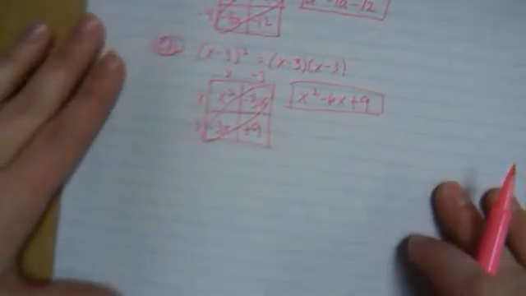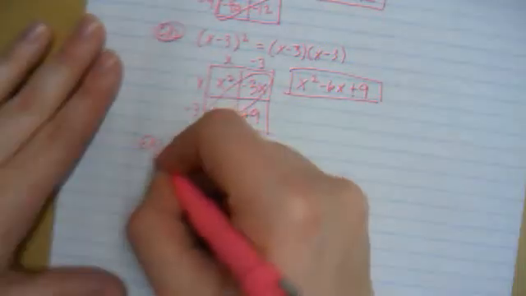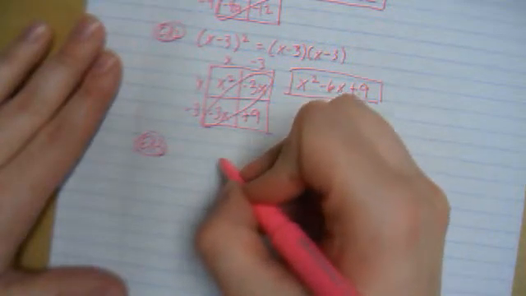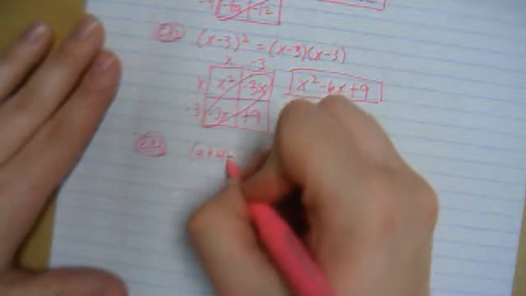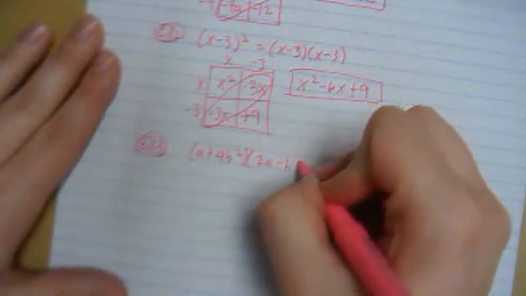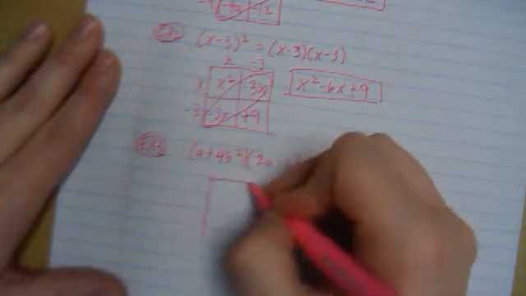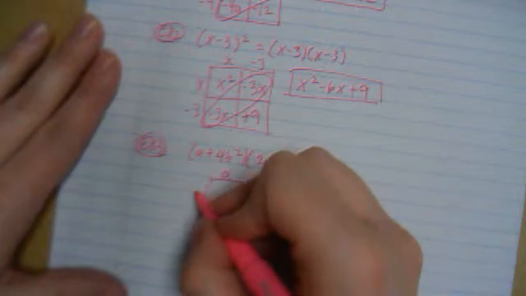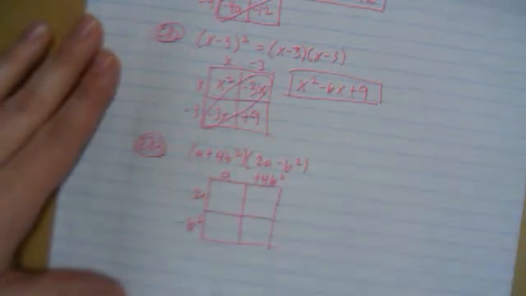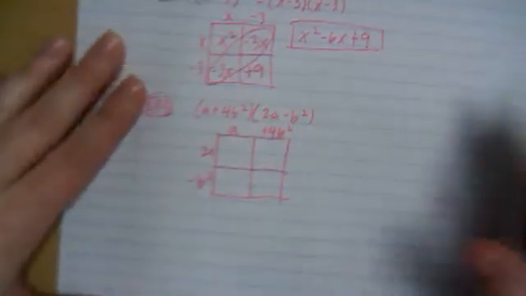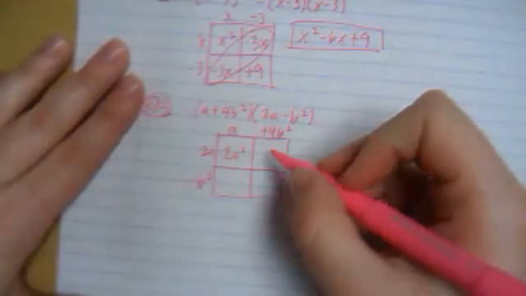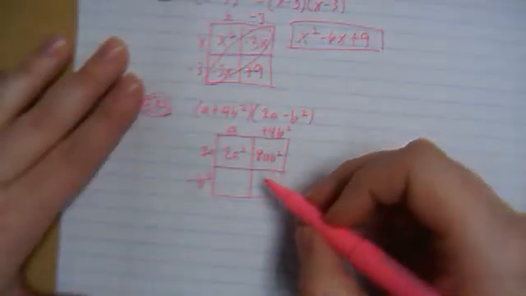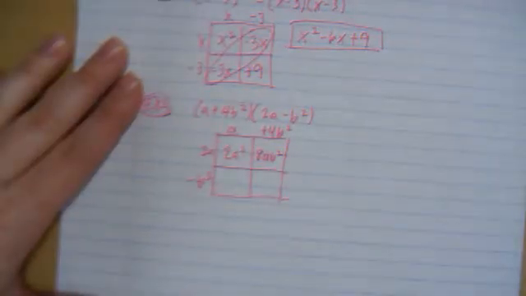Okay, on to example 3. I have a plus 4b squared times 2a minus b squared. So again, draw your box. A plus 4b squared and 2a minus b squared. Okay, let's multiply. A times 2a is 2a squared. 2a times 4b squared is 8ab squared. Remember, I'm putting them in alphabetical order so that when we combine them that they'll be the same.